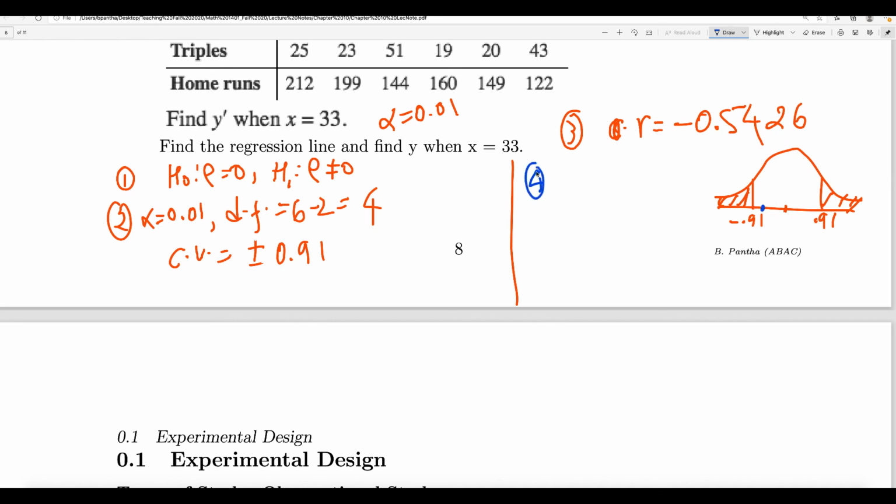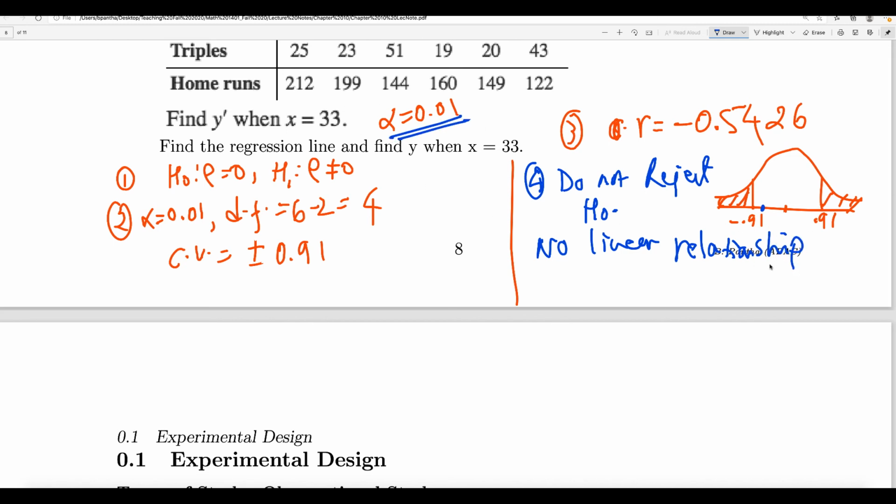So number 4 is do not reject H0, meaning there is no linear relationship, because we accept that. We do not reject means we accept that there is no linear relationship. Okay. For alpha equals to 0.01, there is no linear relationship.